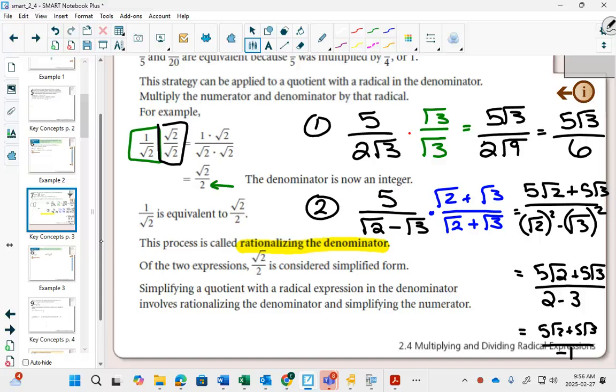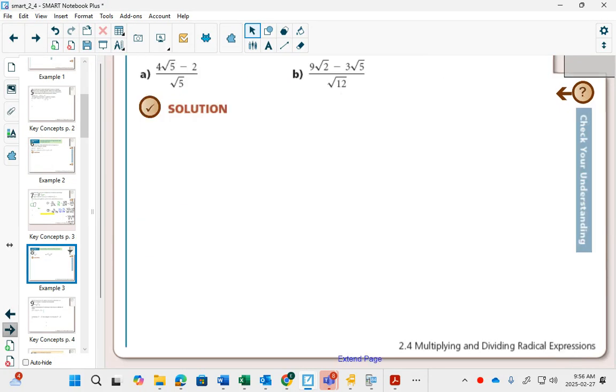So you're going to have 2 different types of these questions. One type where it's just a regular square root, just a monomial. Second type where it's a binomial. And actually the second type, seeing the difference of squares and understanding that, is super important in calculus as well. It comes up quite a bit in calculus. So let's go to example 3.